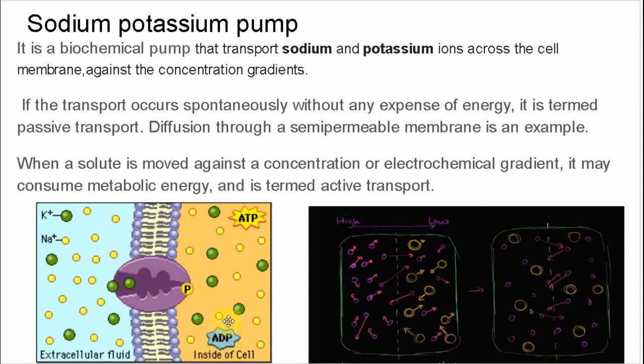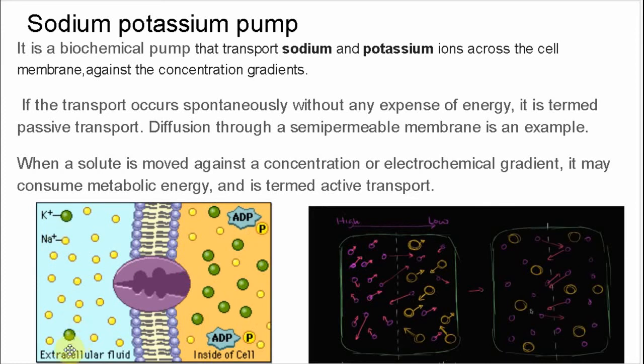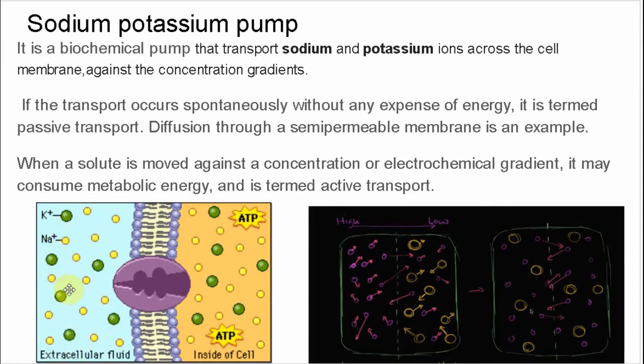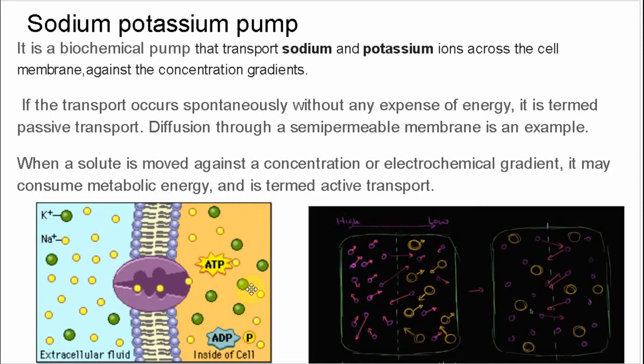Here the sodium from a low concentration region will be transported to a high concentration region, and potassium from the extracellular fluid, where it is in a low concentration, will be transported to the interior of the cell where it is in a high concentration. So it is against the concentration gradient that the sodium and potassium ions are transported with the help of this sodium potassium pump.